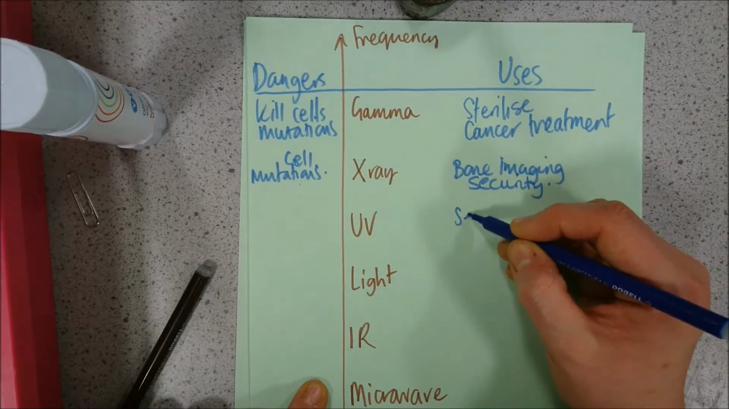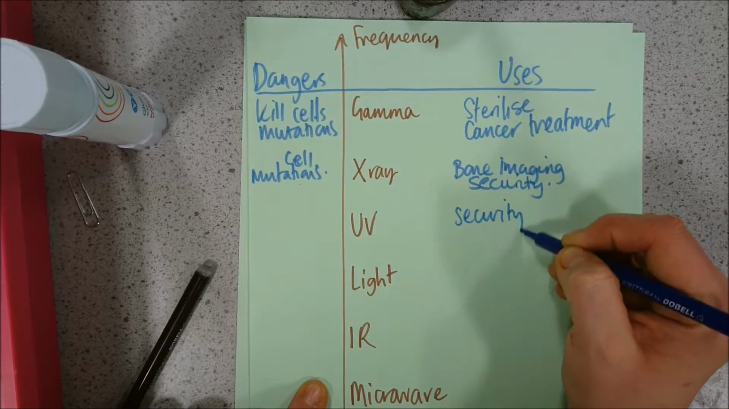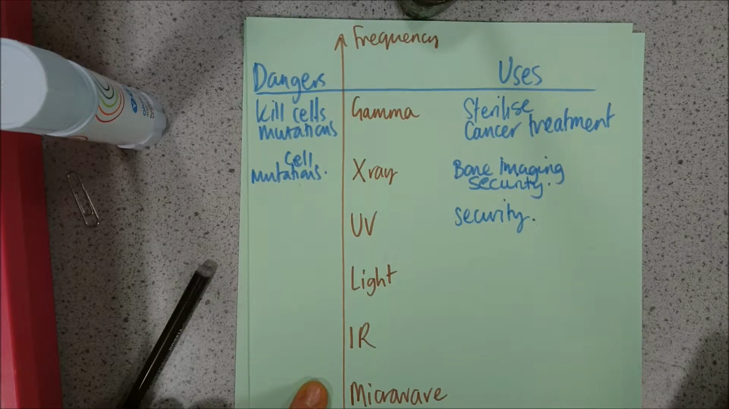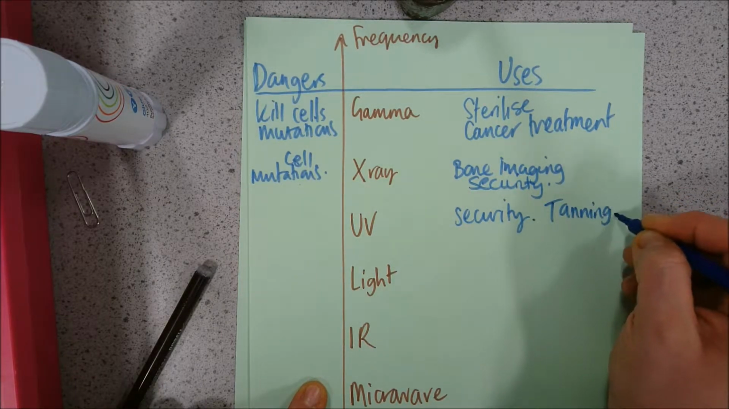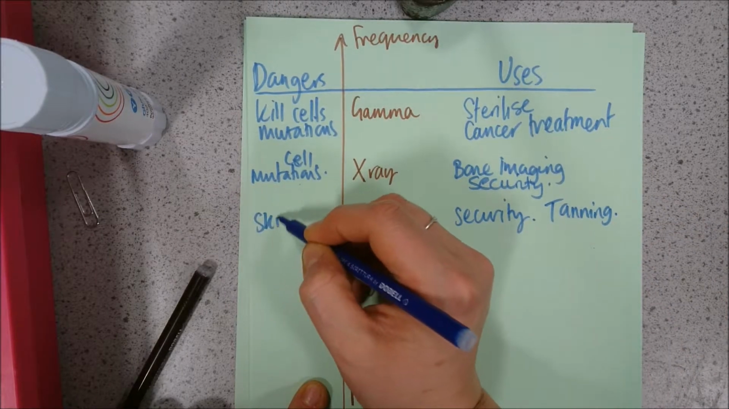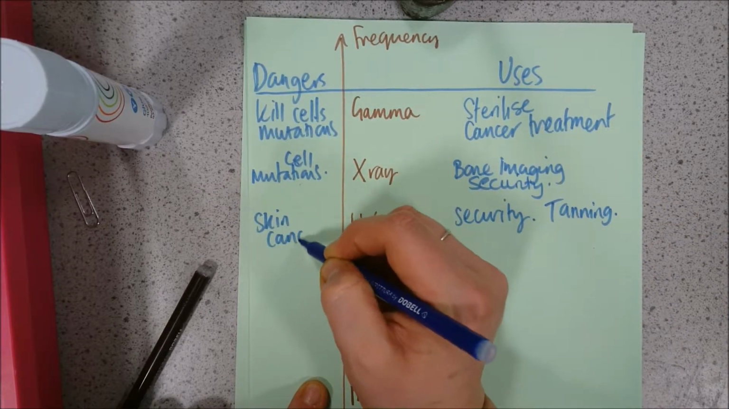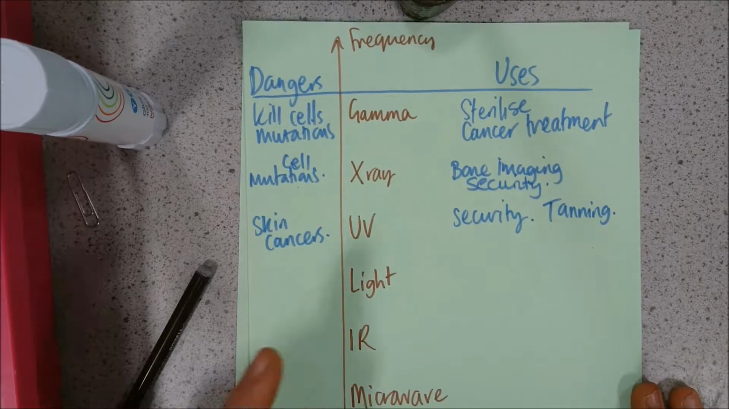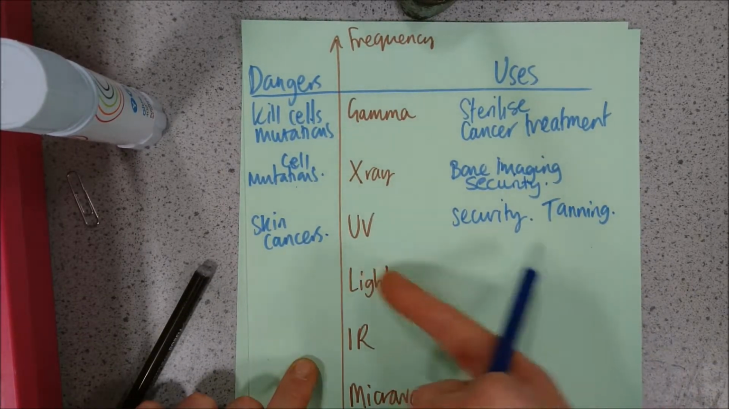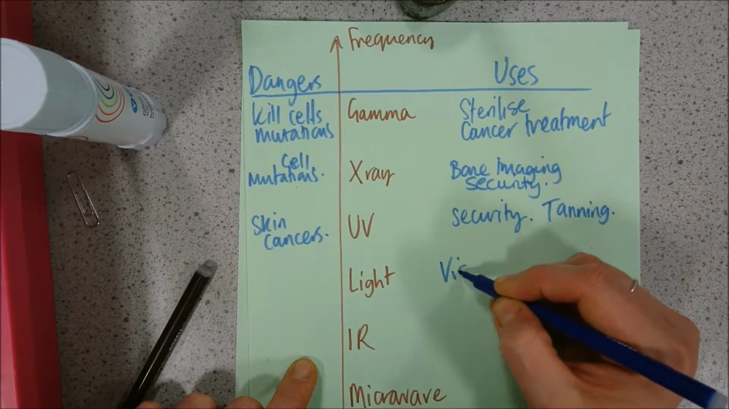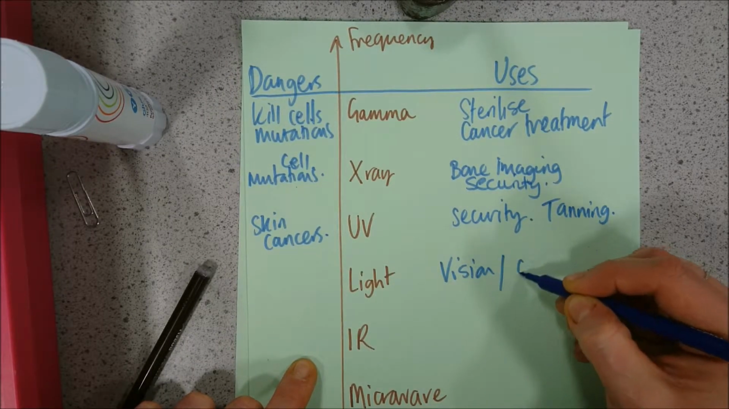They're used for security as well, so for marking objects, and they're also used for tanning beds, which is a terrible idea. Don't do that, because they can cause skin melanomas or skin cancers. They can cause the cells to mutate and continue growing. Very common cause of cancer. Look after your skin.